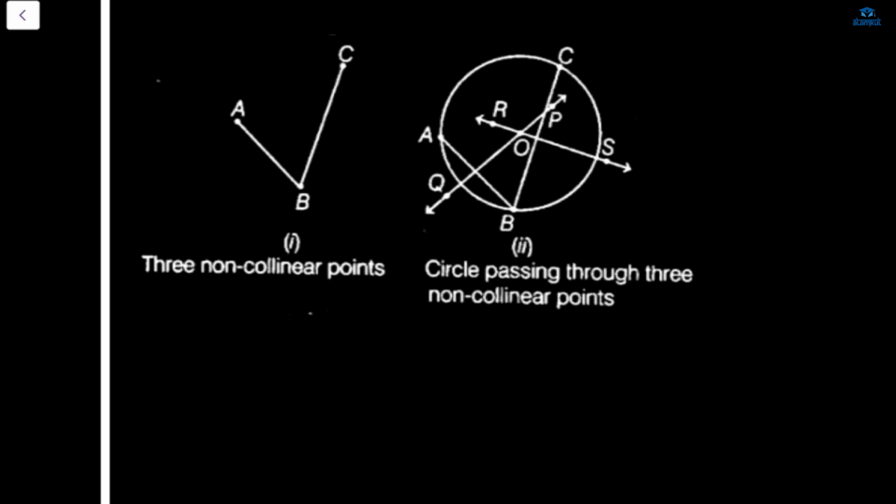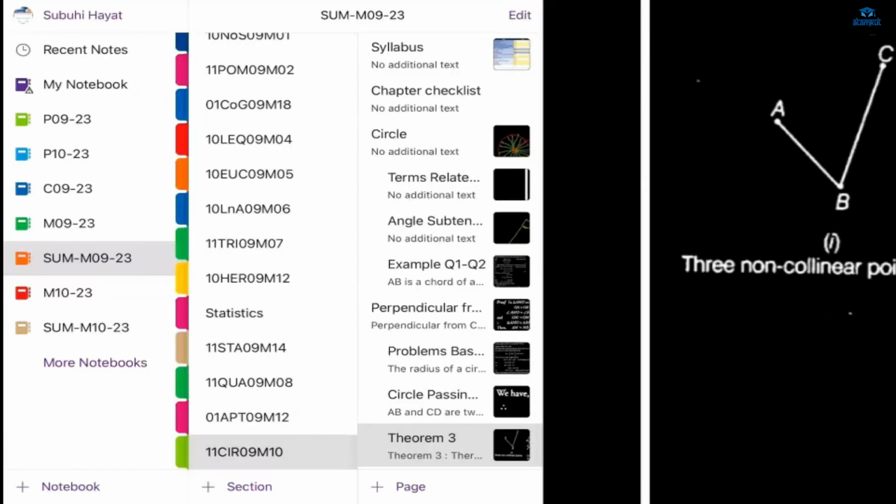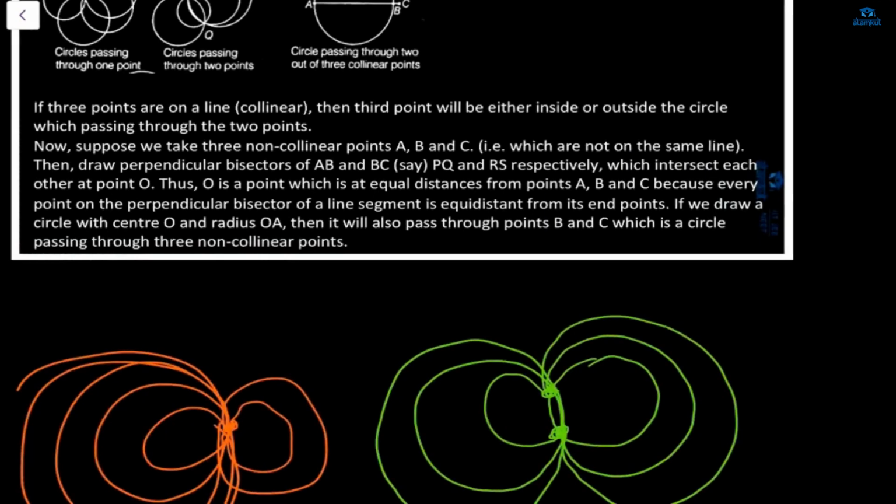This will be the center. From this point, all the points are equidistant. See here, I'll mark it here. O is the point which is equidistant from points A, B, and C, because every point on the perpendicular bisector of a line segment is equidistant from its end points. So if you draw a circle taking O as the center and OA as the radius, that will pass through all the other points also.